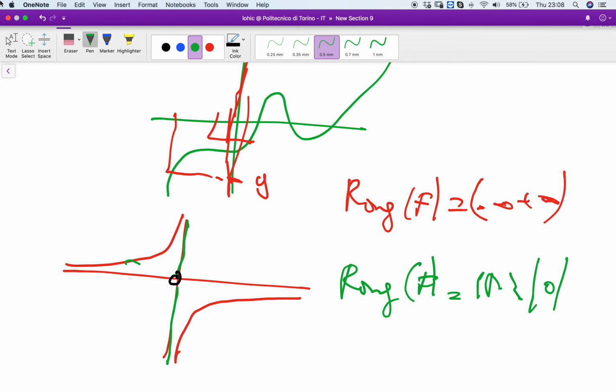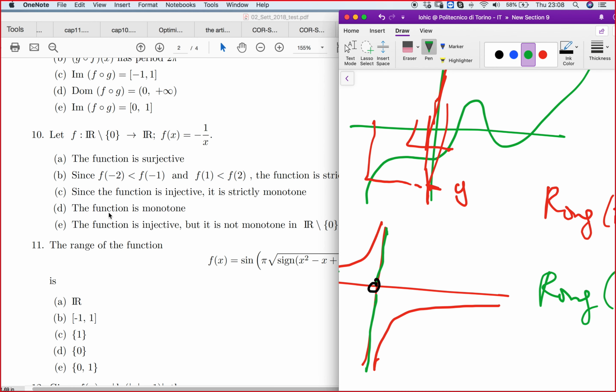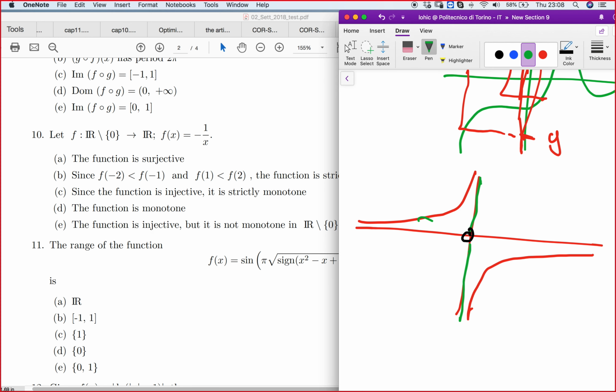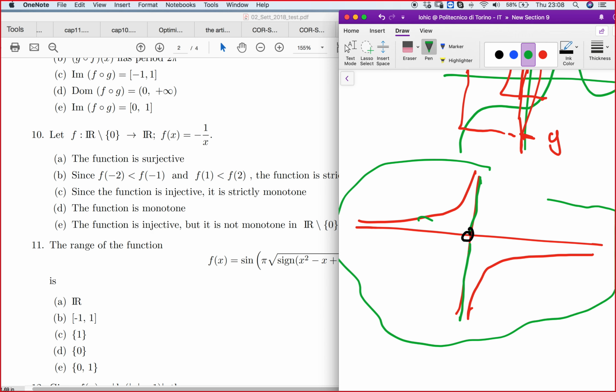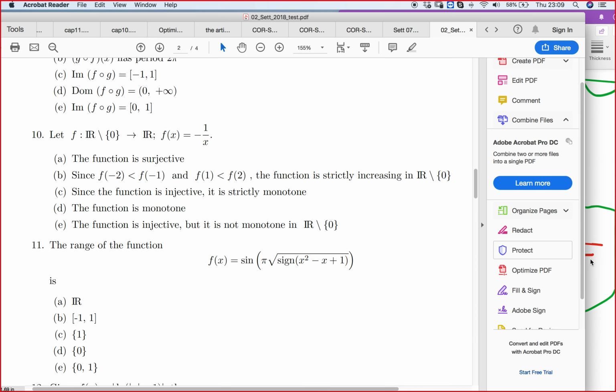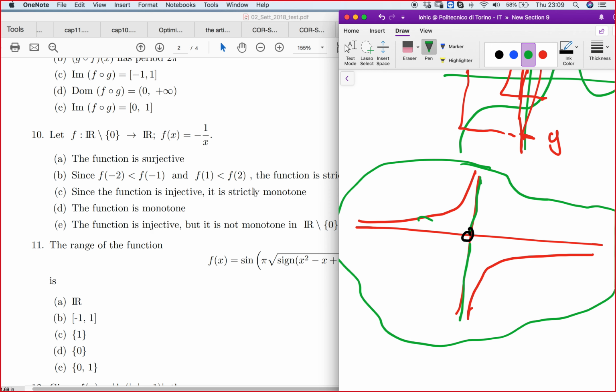Going back, I remind you that you have the function minus 1 over x. Keep in mind that this function that I just drew here is exactly the representation of the function minus 1 over x, and we just saw that it's not surjective, right? It says then that since f of minus 2 is smaller than f of minus 1, and f of 1 is smaller than f of 2, the function is strictly increasing on R except 0. You agree that this function is strictly increasing?